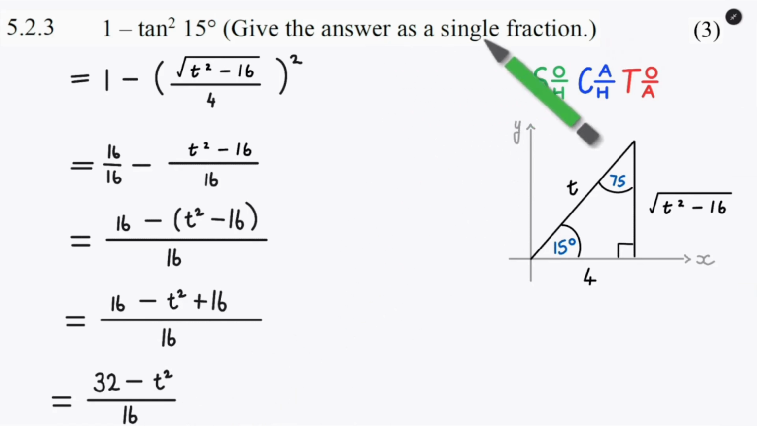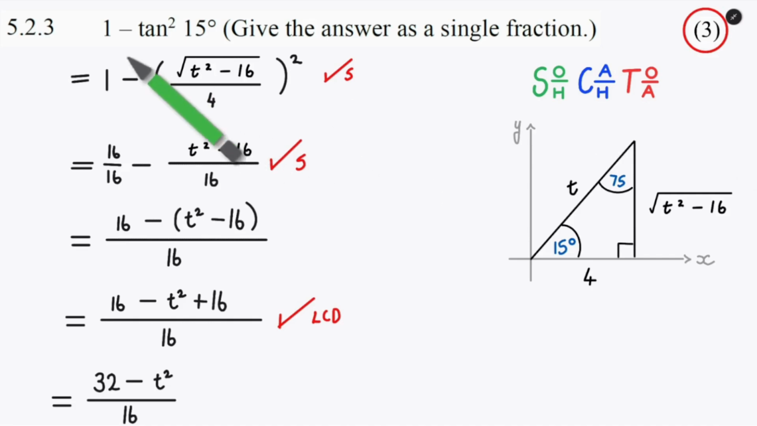And now we've adhered to the instructions. Our answer is a single fraction. So let's have a look where our 3 marks will come from. Substitution of tan 15 gets you the first mark. Squaring that bracket correctly gets you the second mark. And the correct multiplication for your LCD earns you the third mark.